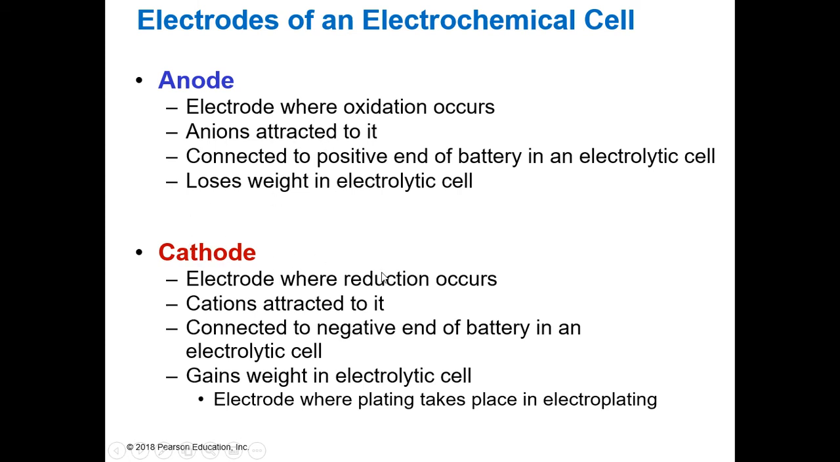At the cathode, that's where we get reduction. Cations are attracted to it. So cations at the cathode. And we would connect the negative end of the battery and it would gain weight. We could also do electroplating.